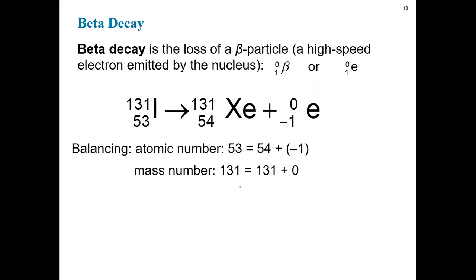So the beta decay, which means we produce a beta particle. Sometimes we use the Greek letter beta, or simply use electron. You can see in this example, we start with iodine, then produce xenon. So you check the balance. The atomic number starts with 53. If this is -1, so this must be 54. Similarly for the mass number. If we have this mass number 0, and you start with 131, then your product mass number is also 131.